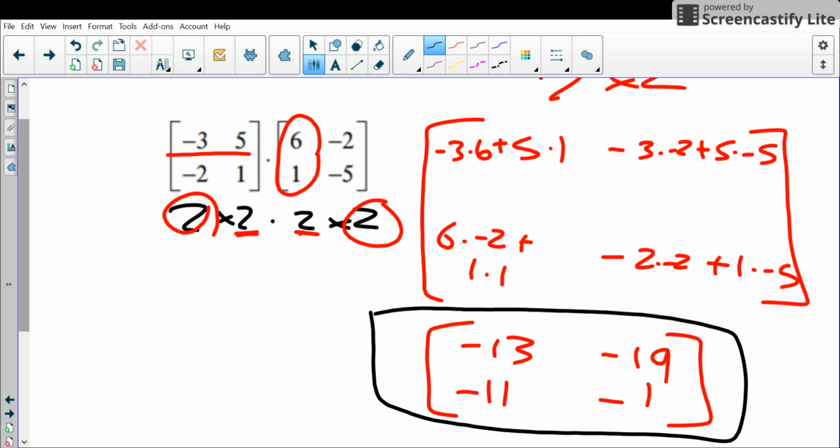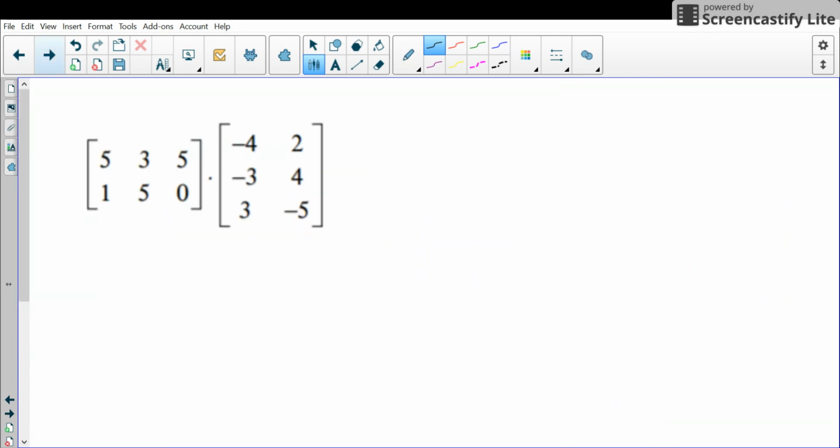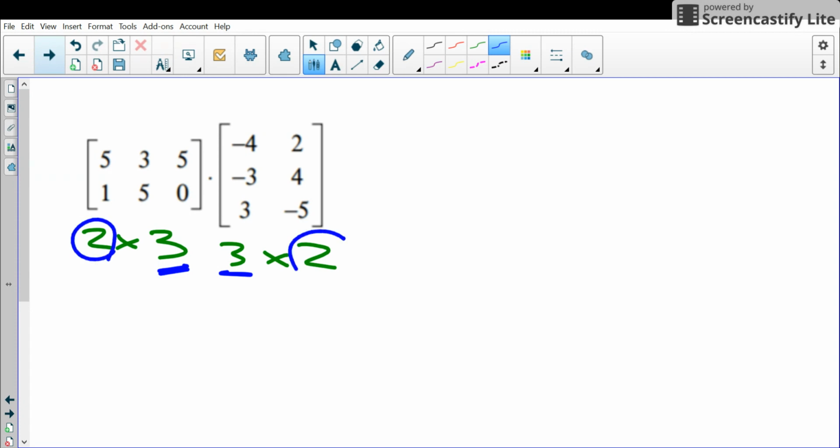Okay. I want to look at one more example, and I want you to do this one and then bring it into class tomorrow, and we will talk about it. So I'll get you set up here to start. This first one is 2 by 3. This second one is 3 by 2. Since those inside numbers are the same, I'm allowed to multiply them. The outside numbers tell me how big my answer matrix is going to be. So when I multiply these, I'm going to end up with just a 2 by 2 matrix.